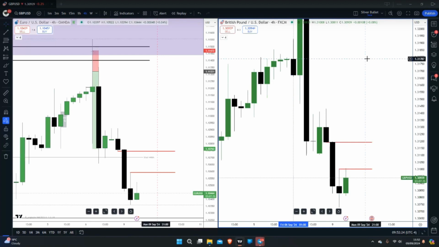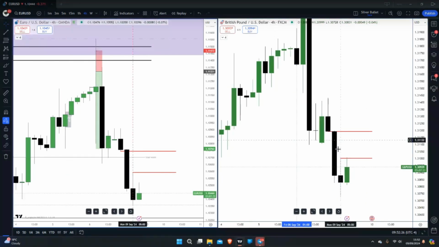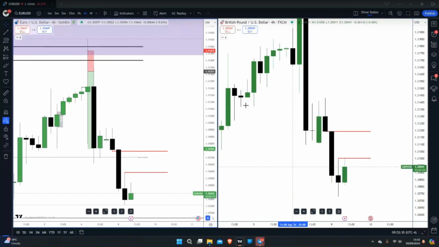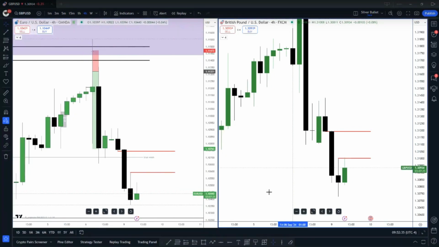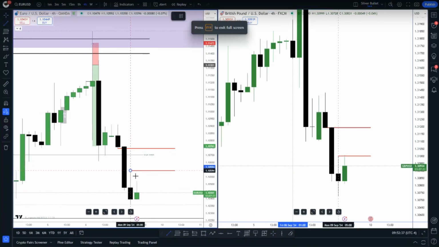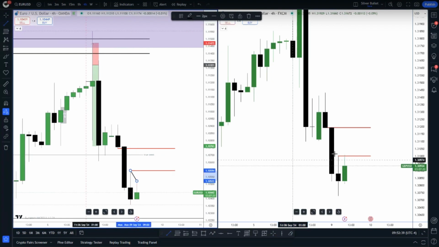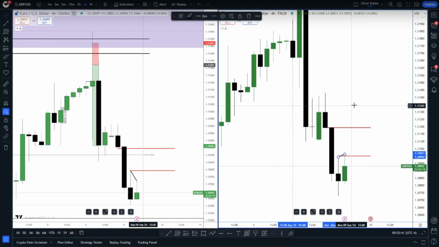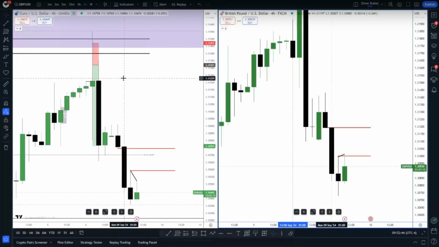GBP had checked into this 4-hour fair value gap, but the EU failed to do so, which means in this case we have internal liquidity. We check it out. Then the second step is that we always have to look for SMT, right? In this case, we clearly have SMT here. EU failed to push up high, but GU pushed up high into a fair value gap, which means we have SMT again on a 4-hour chart.